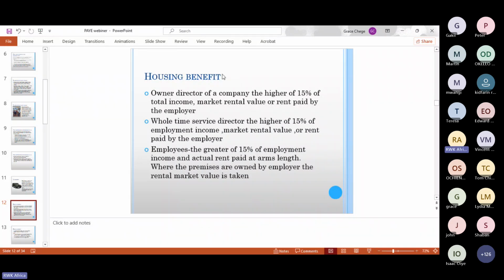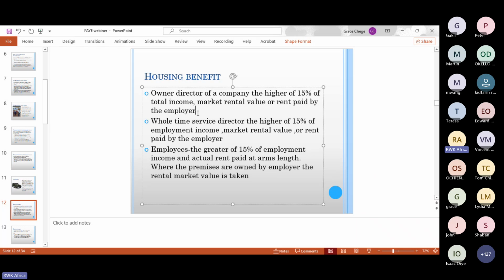The other non-cash benefit is housing benefit. So in the scenario where an employer has provided an employee with a house, these are the rates that are used to determine the taxable benefit. In the case of an owner-director of a company, the higher of 15% of the total income, the market rental value, or the rent paid by the employer is what is chargeable to tax. In the case of a whole-time service director, a comparison is equally made between 15% of the employment income, the market rental value, or the rent paid by the employer. So the highest of these three scenarios is what is charged to tax.